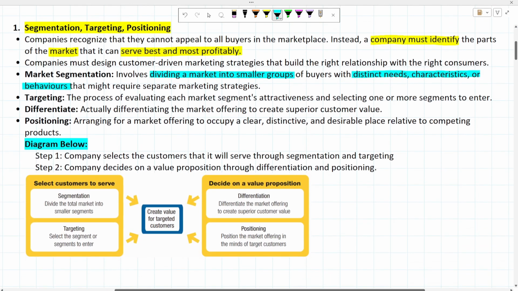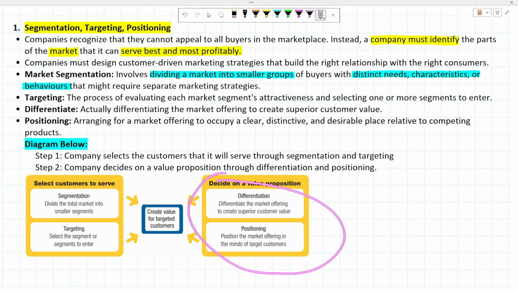So let's look at the diagram below. Step 1, on the left side, is how a company selects the customers that it will serve through segmentation and targeting. I'll put this in pink. Then step 2, on the right side, the company decides on a value proposition through differentiation and positioning. So on the left, step 1 involves the two steps of segmentation and targeting, and step 2 involves differentiation and positioning, and this is all used to create value for targeted consumers.